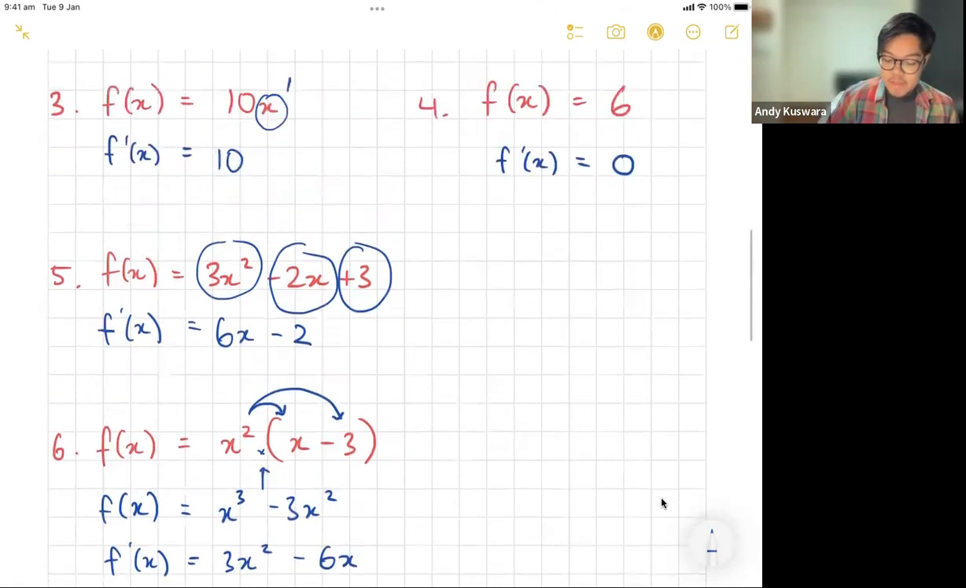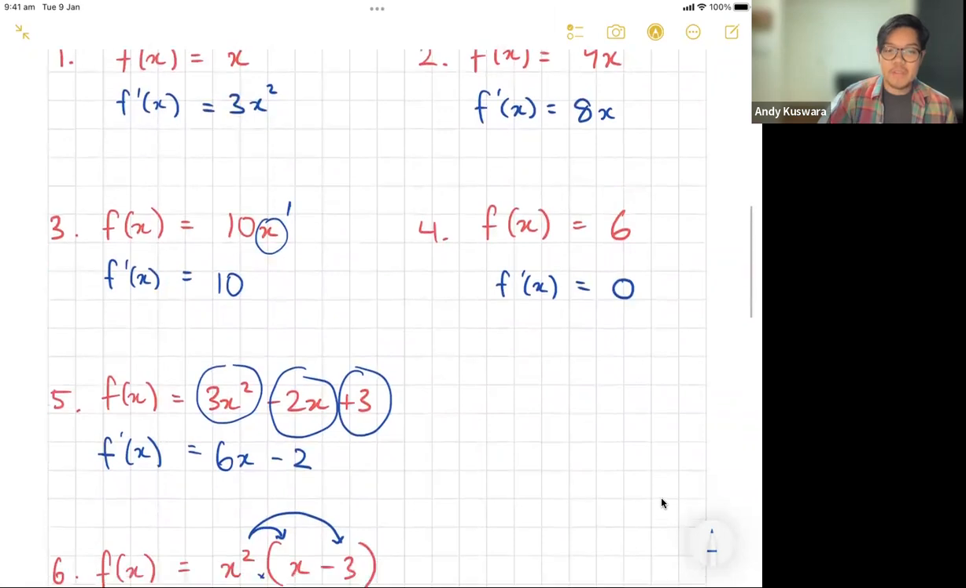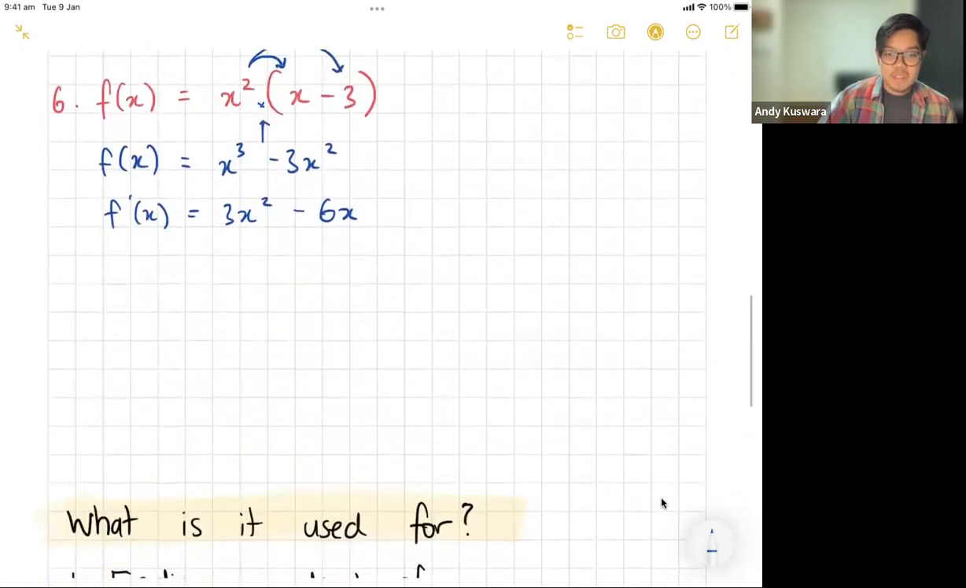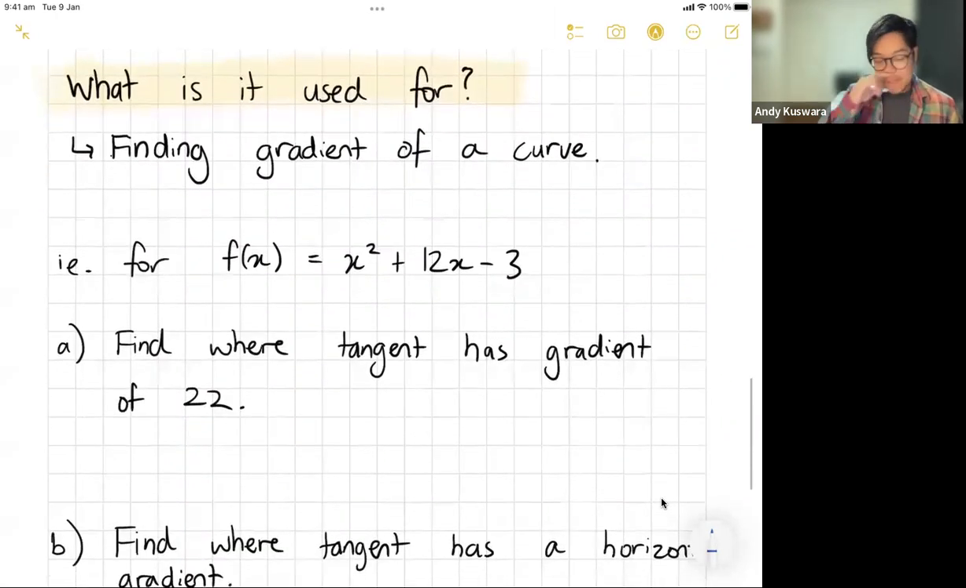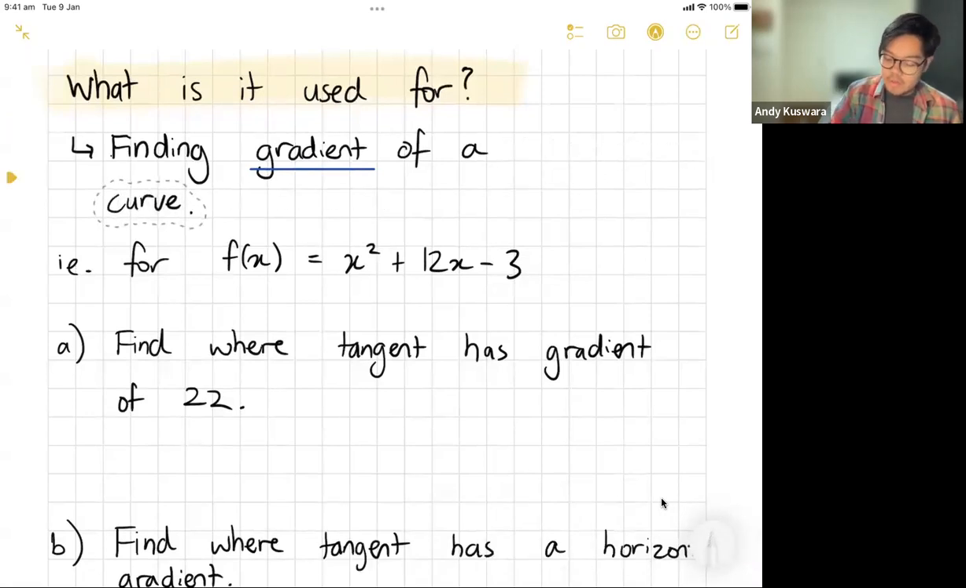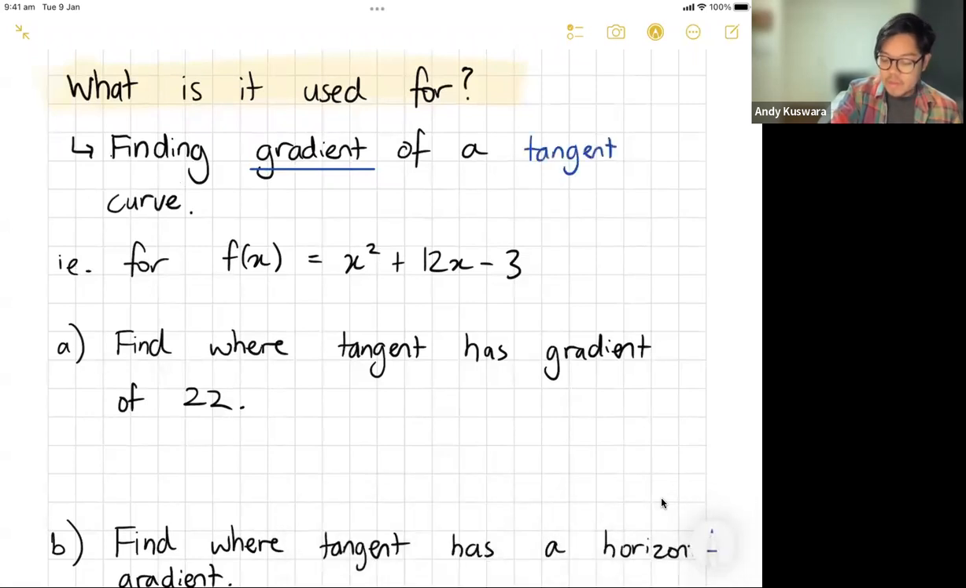Now, again, think of this as your plus and your minus, almost the foundation of everything that you do from now on. Now, this is just a really quick example of what it's used for. It's used to find the gradient of a curve, and I probably should be a bit more specific. It's the gradient of a tangent of a curve. Okay, gradient of a tangent.